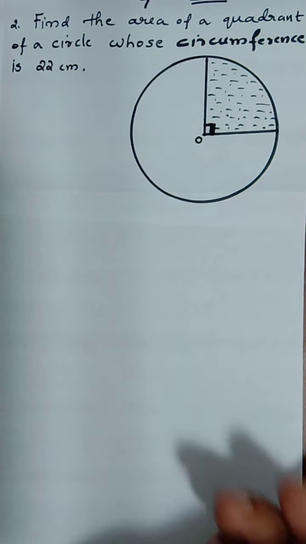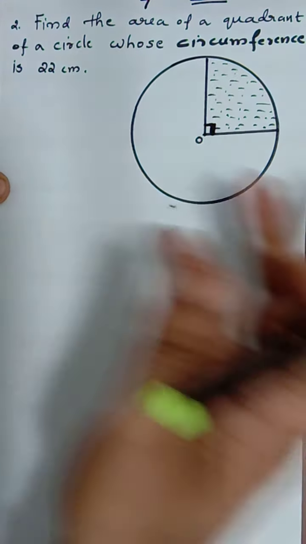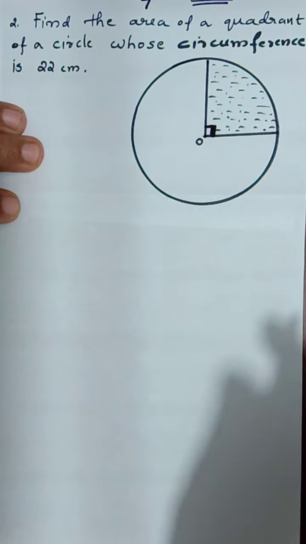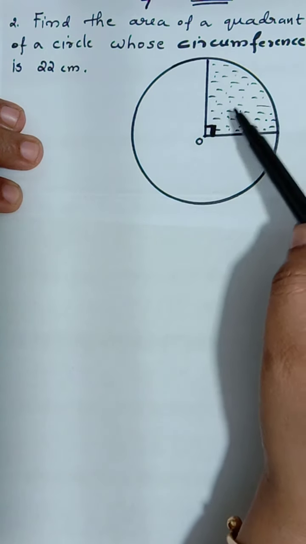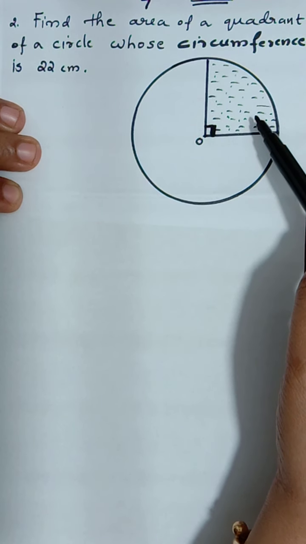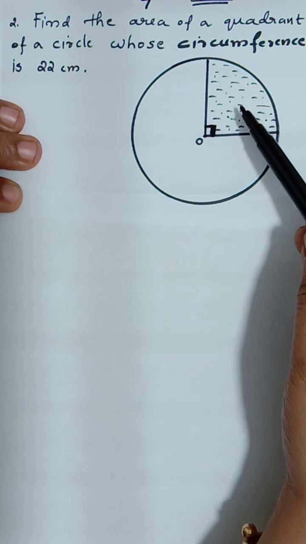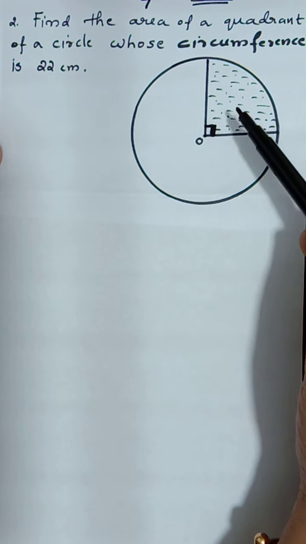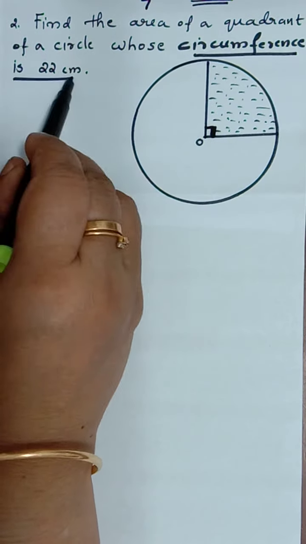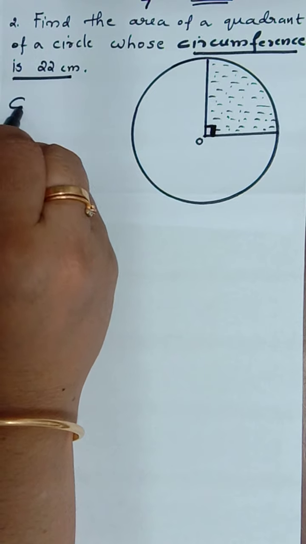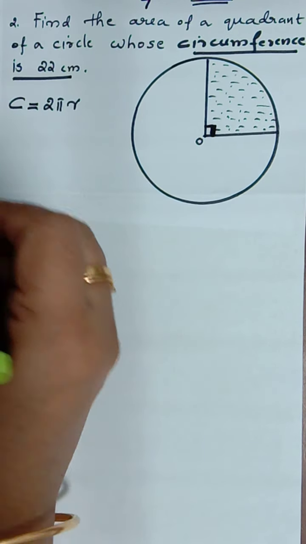Find the area of quadrant of a circle whose circumference is 22 cm. What is meant by quadrant of a circle? Quadrant is 1/4 of a circle. This shaded area, that is called quadrant. This area here we have to find out. Whatever may be the formula, we have to know what is R. So how to get it? Clue is here. Circumference is 22. What is circumference of circle formula? Circumference is equal to 2 pi r. That is given to us.